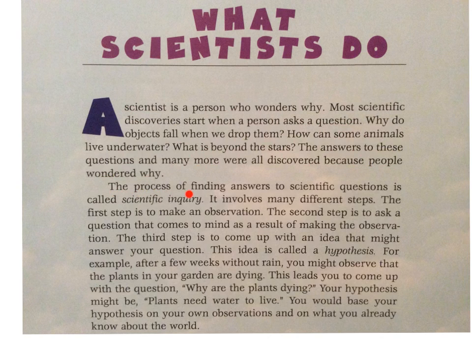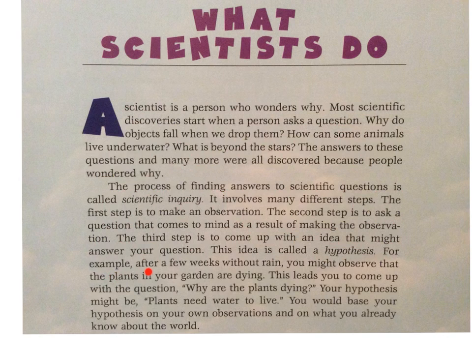The process of finding answers to scientific questions is called scientific inquiry. It involves many different steps. The first step is to make an observation. The second step is to ask a question that comes to mind as a result of making the observation. The third step is to come up with an idea that might answer your question. This idea is called a hypothesis.